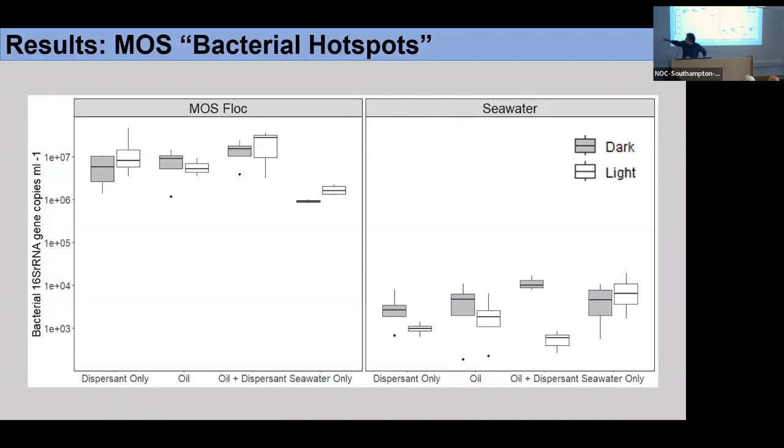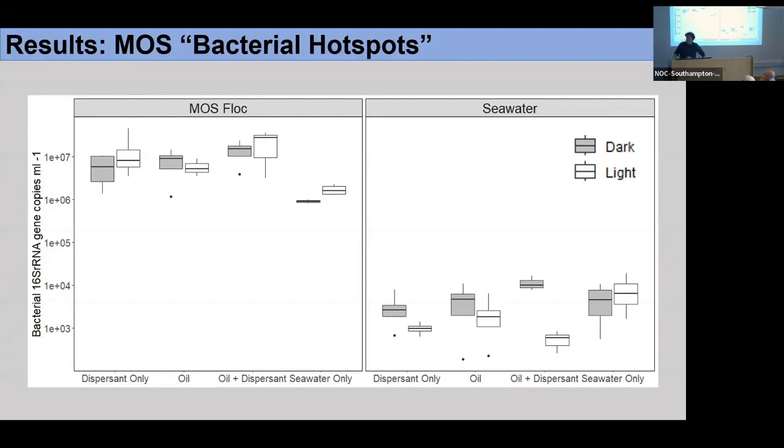So first things first, this is the bacterial abundance of 16S rRNA genes within my different treatments. And you can see that the marine oil snow flocs essentially become what you would consider a bacterial hotspot of activity as compared to the surrounding seawater of my samples. So I should say that I collected the marine oil snow and then also some of the surrounding seawater within the microcosms. And even then you can also see that with the addition of oil dispersant, there is a significant increase in the abundance of this bacteria again.